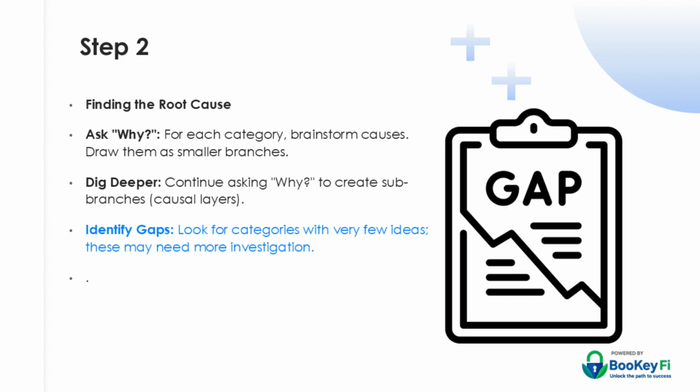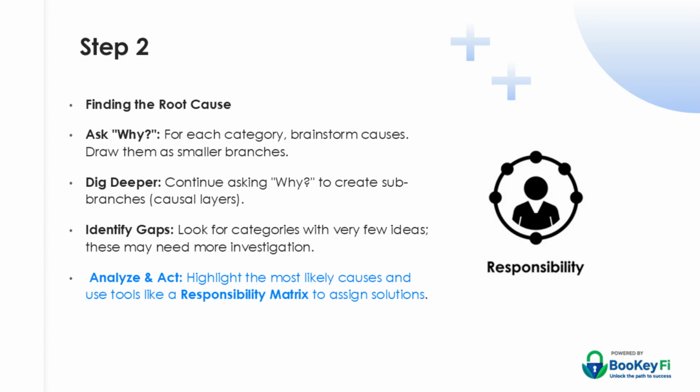Identify gaps. Look at your completed fish. Are some ribs empty? If the methods or measurement categories have very few ideas, it usually means the team needs to investigate those areas more closely. A balanced diagram shows thorough thinking. Analyze and act. Finally, circle the most likely root causes. Once identified, use a responsibility matrix to assign specific tasks to team members. The goal isn't just to find the problem, but to ensure someone is officially in charge of fixing it.